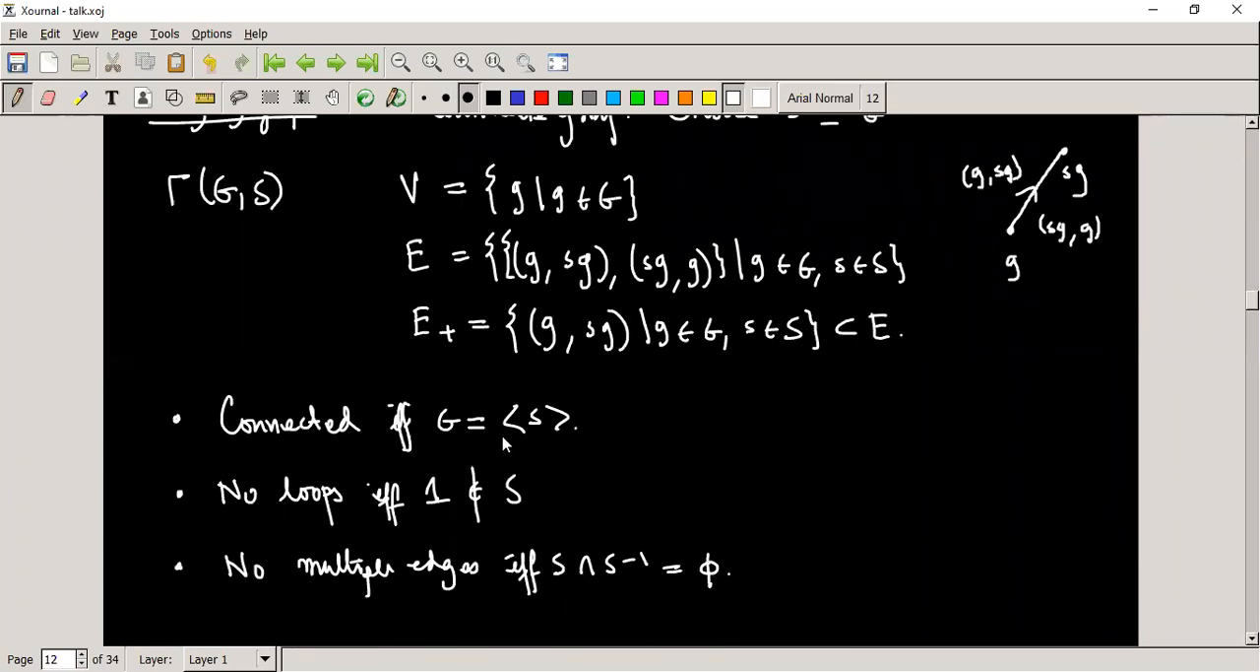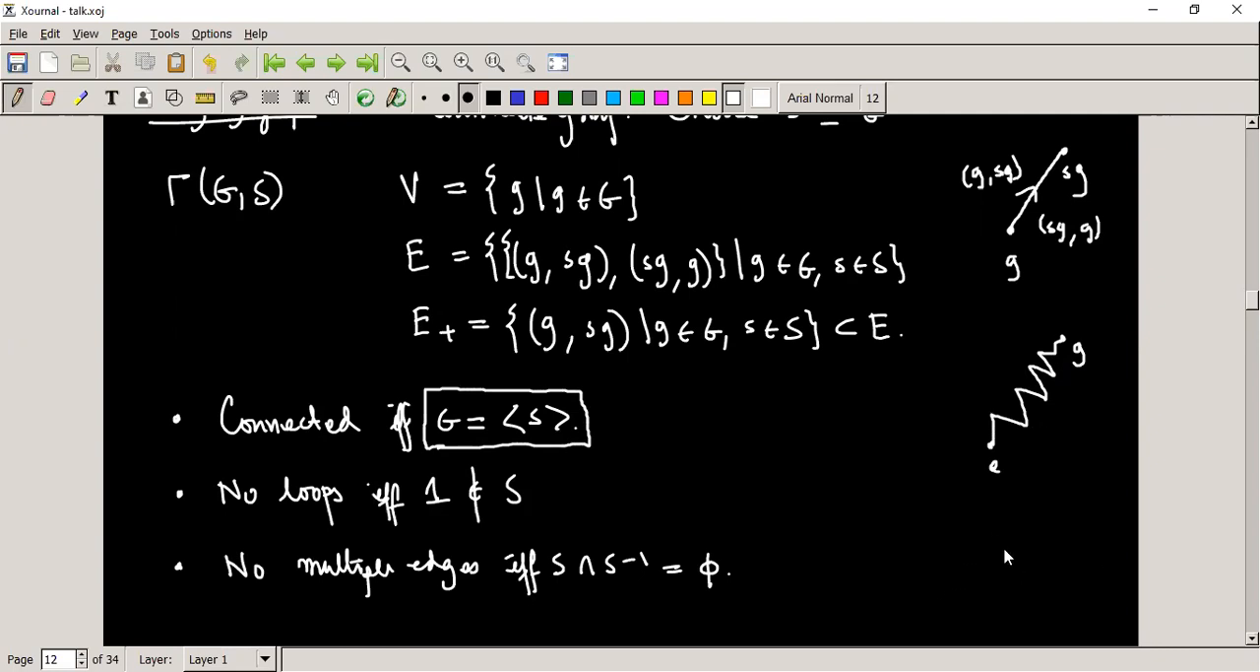Note that this graph is connected if and only if G is generated by S, right? Because if you start from the identity and you look at any element G, there is a path between them if and only if there is a sequence of elements of capital S, S1, S2, and so on, such that after multiplying by everything, we go from E to G. So I'm basically saying that connected implies G is generated by S, and conversely as well. So this is kind of clear.